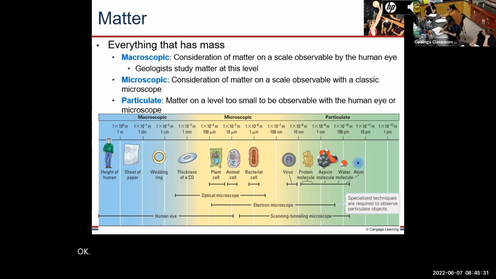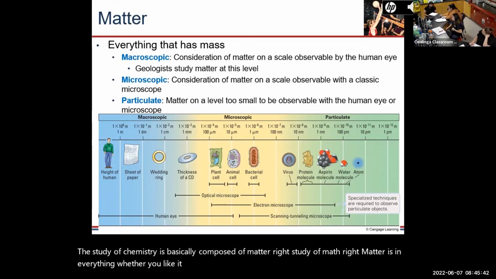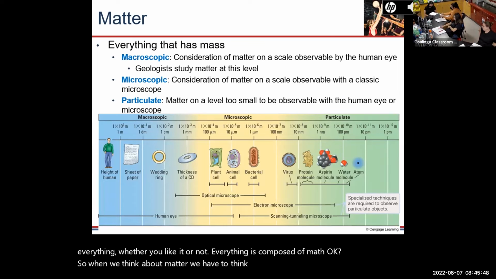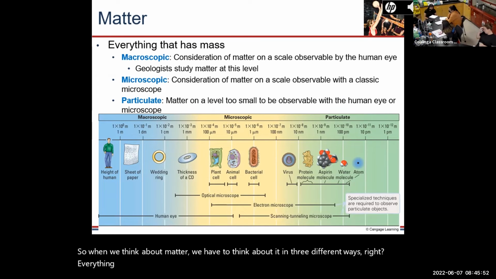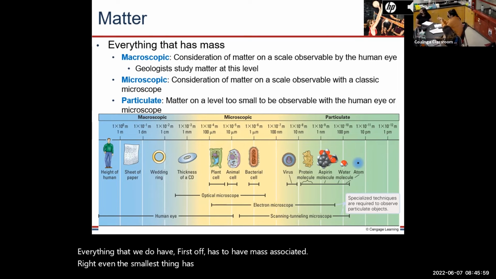So the study of chemistry is basically the study of matter, right? Matter is in everything. Like it or not, everything is composed of matter. When we think about matter, we have to think about it in three different ways, right? Everything that we have, first off, has to have mass associated with it. Even the smallest thing has mass associated with it. We may not be able to measure it, but it has mass.